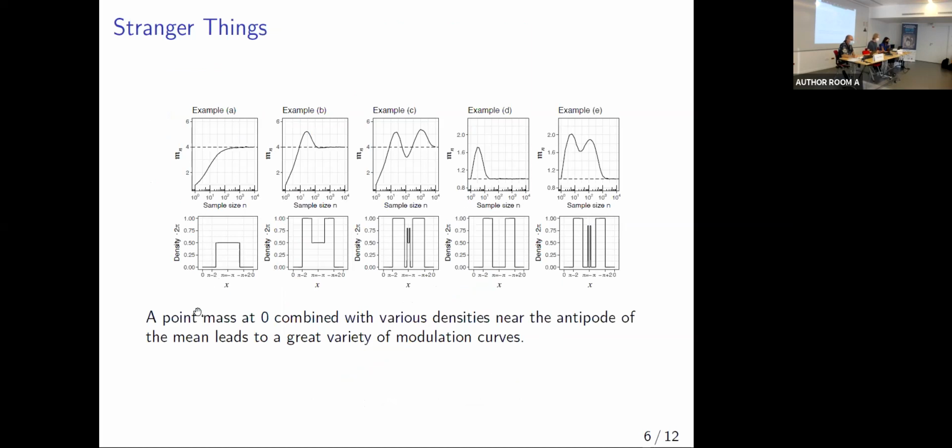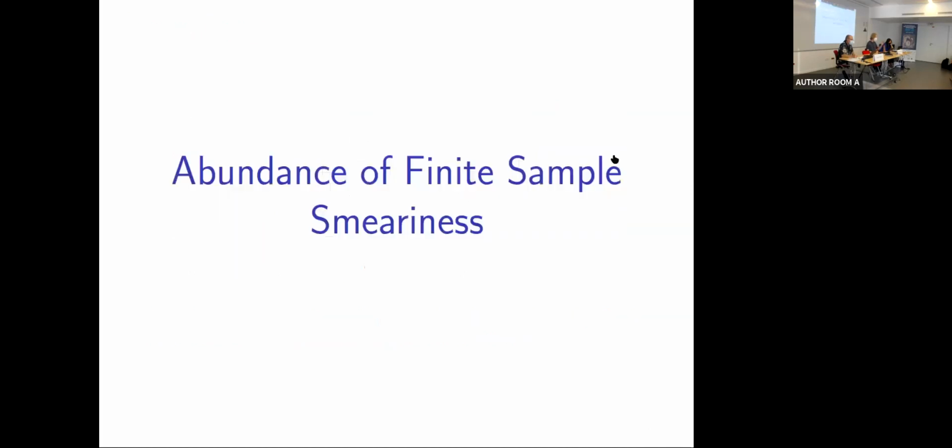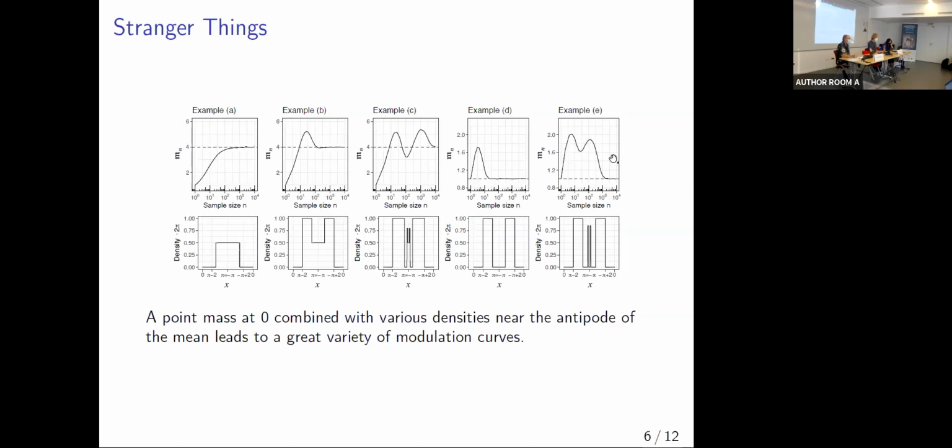By looking at, on the circle, for example, a point mass at 0 combined with various probability densities near the antipode of the mean, we can get a great variety of different modulation curves. So the first 3 here would be type 1 finite sample smeariness. The second 3 would be type 2 finite sample smeariness. But in between here, we see the modulation curve can have several bumps, going up and down, due to these probability densities near the antipodal point of the mean, which look a little funny, right? And are kind of finely tuned to give these funny shapes. But this is mostly for entertainment.